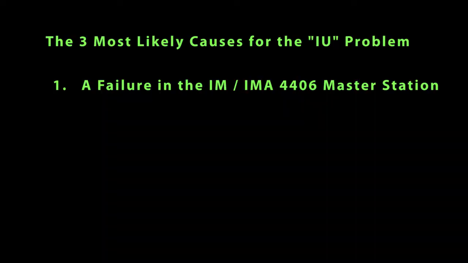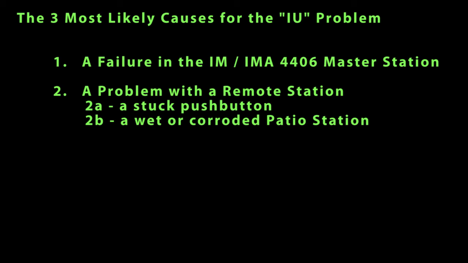The first possible cause is an actual failure in the master station. Something in here has failed and it's locked into the IU mode, and until the failure is corrected, nothing's going to change. Another possibility is there's a problem with a remote station somewhere that's connected to the system. It could be an indoor station where a button is stuck. It could be an outdoor patio station that's gotten wet inside and the metal contacts on the circuit board have corroded and are causing short circuits, and that can cause this.